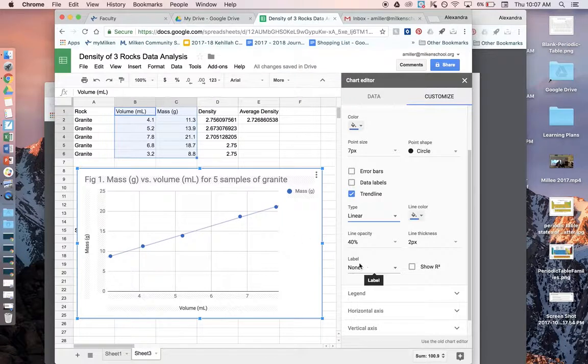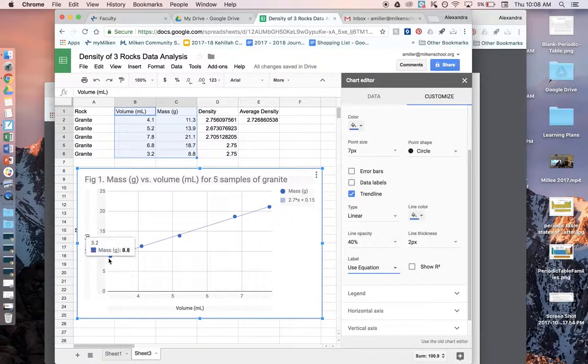Okay. And then for the label, you're going to open that and you're going to say use equation. And you can see it generates an equation in the form y equals mx plus b. And you should know from your math classes that the b is the y-intercept. So it is the place where this should cross the y-axis. And m is the slope, right in front of the x. That is the relationship between the mass and the volume.